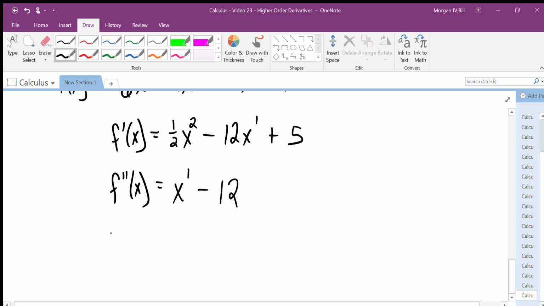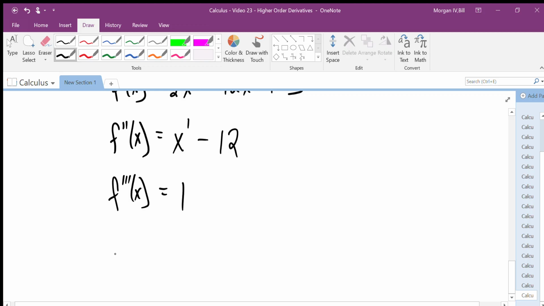The third derivative. The derivative of x, we'll bring the 1 down, x to the 0 is 1, so it's 1 times 1 is 1, and the derivative of 12 is 0, because 12 is a constant. I think I failed to mention this, but in the first derivative, the derivative of 5 is also 0, because 5 is a constant. And then finally, the fourth derivative of the function, the derivative of 1, 1 is a constant, so the fourth derivative would be 0.